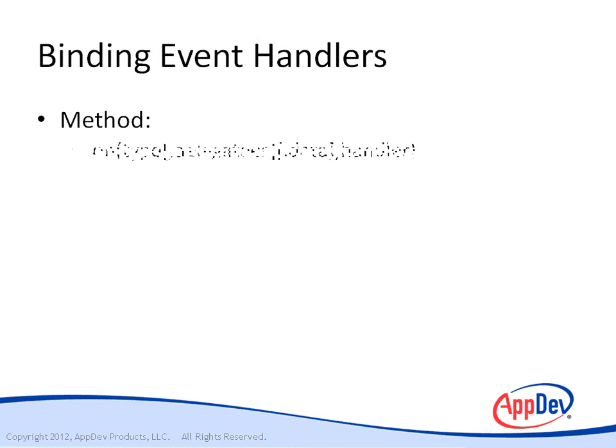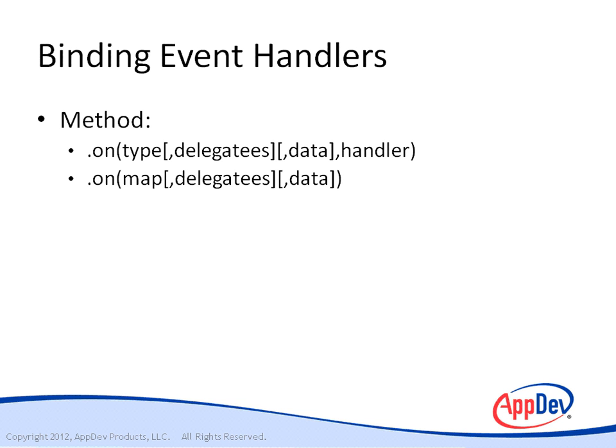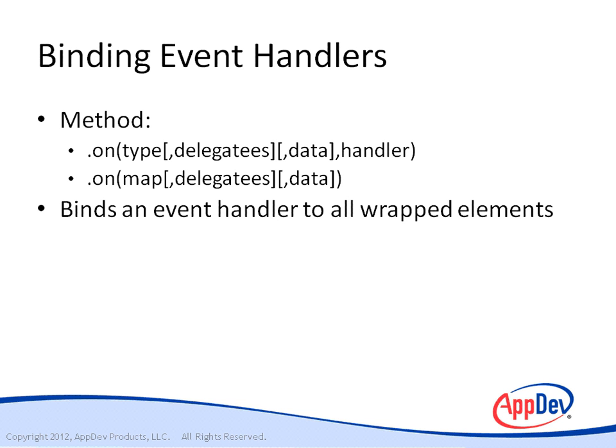The on method has two signatures, each with optional parameters. Its purpose is to bind a passed event handler function to all elements in the wrapped set. For the first signature, the first parameter specifies the event type that's being bound as a string. For example, it could be click, or submit, or keypress, or mouseover.